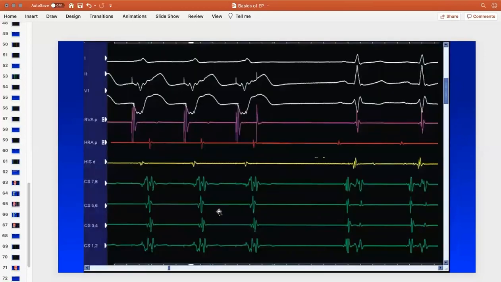what do you see here? Amanda, I'll just finish up with you. Okay, so what do we have here? Here also we have pacing from the RV, and there is a stimulus after each pacing. There is atrial activity in the high RA.